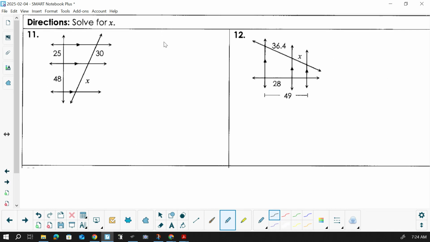All right, 25 over 48, 30 over x. And cross multiply, so 25x, 30 times 48 is 1,440. Divide by 25. And we get 57.6.